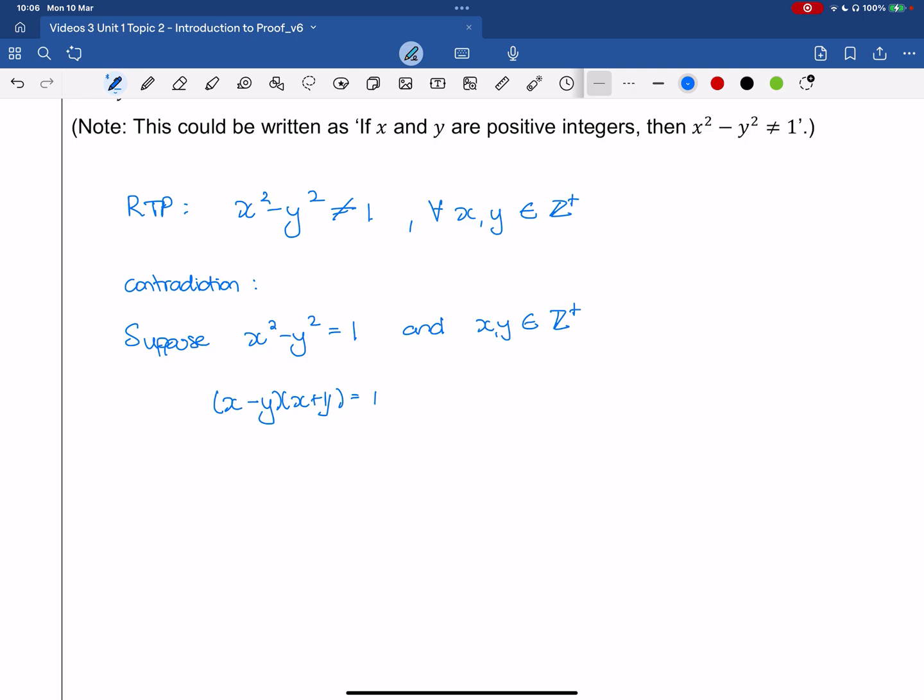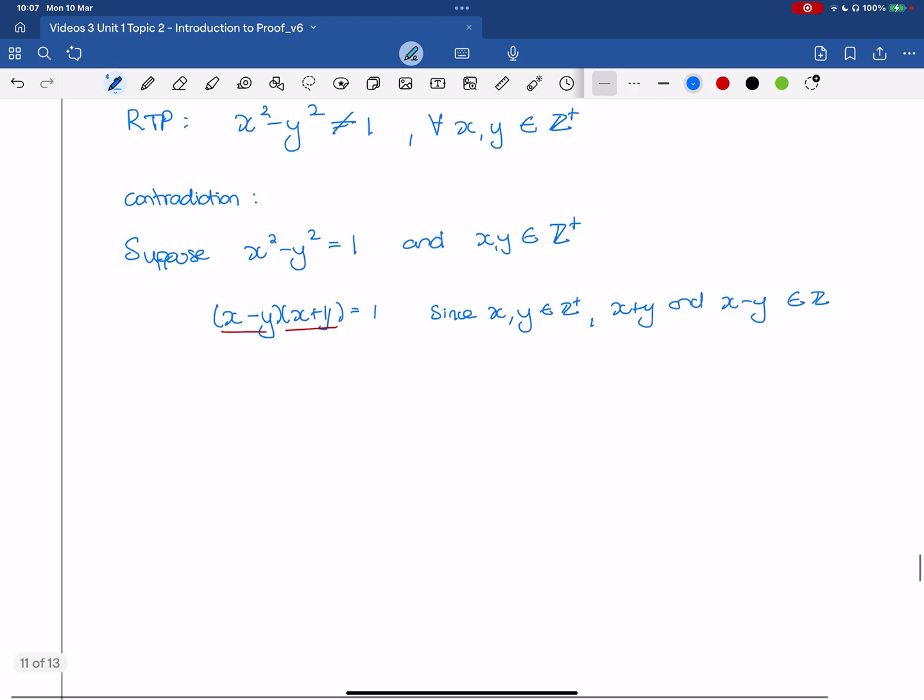Okay, and since x and y are positive integers, x plus y and x minus y are also integers. Okay, now if I've got two integers, this is an integer and that's an integer, to multiply to get them to equal positive 1, well, either they have to both be negative 1 or they have to both be positive 1. Okay, so let's examine both cases.